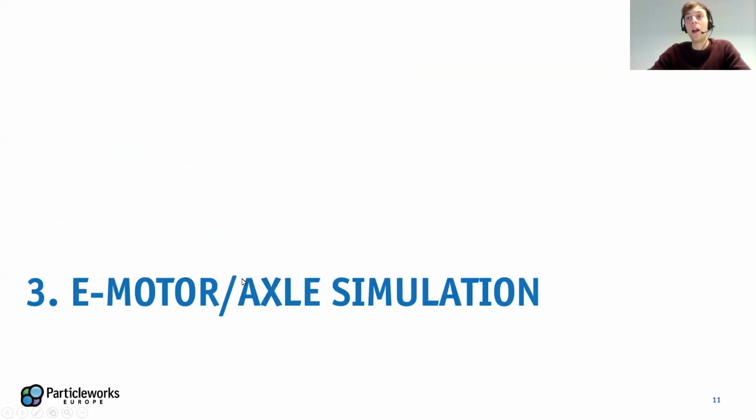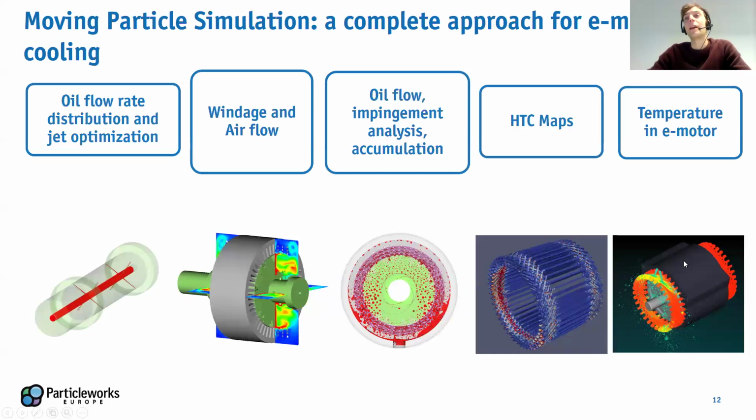So let's take a look at all the steps that we can integrate in a Particleworks simulation for an e-motor. So here is a summary of them. You can see that we can look into flow distribution inside the distributing channel. So here is a rotor with some cooling flow that then is distributed to certain nozzles. So we can look at the flow split depending on the operating condition.